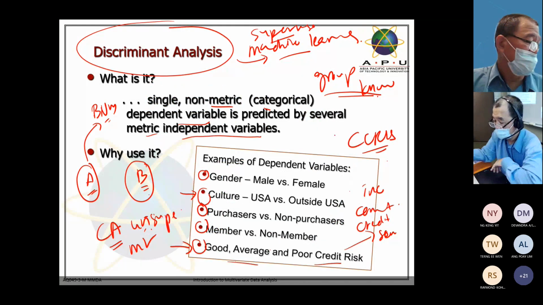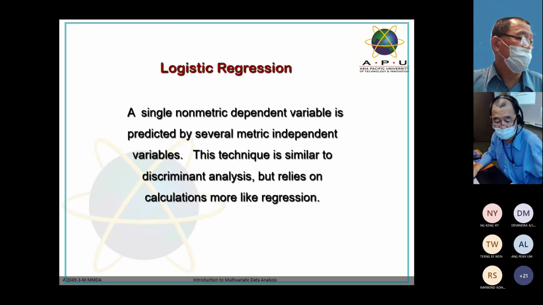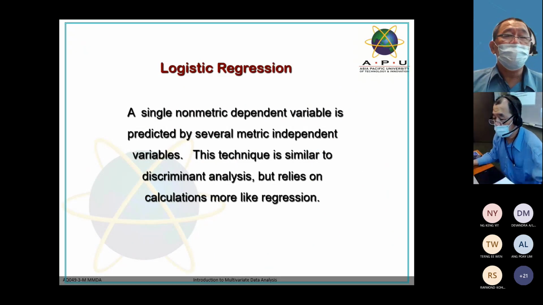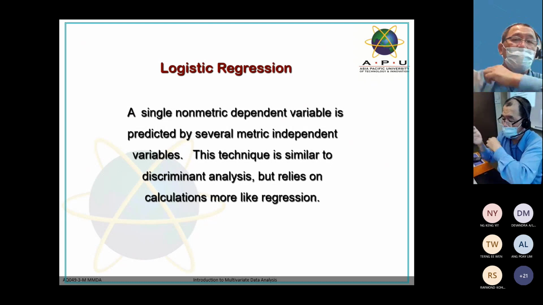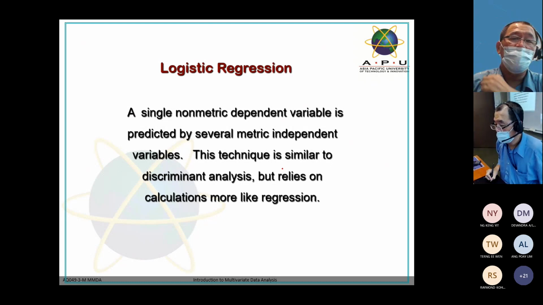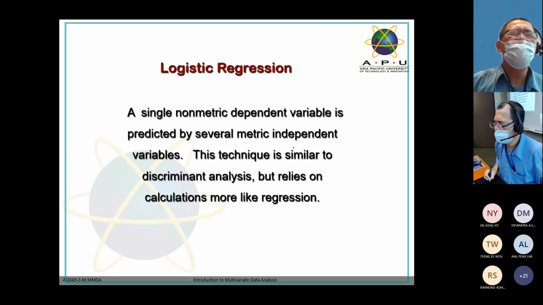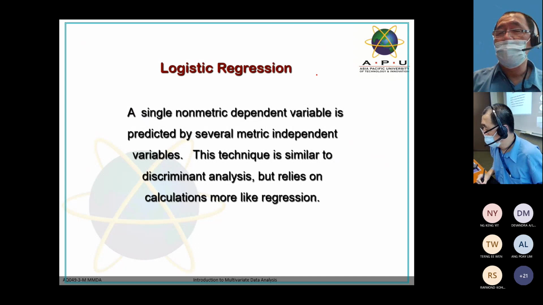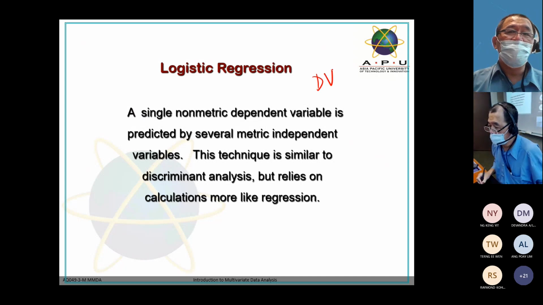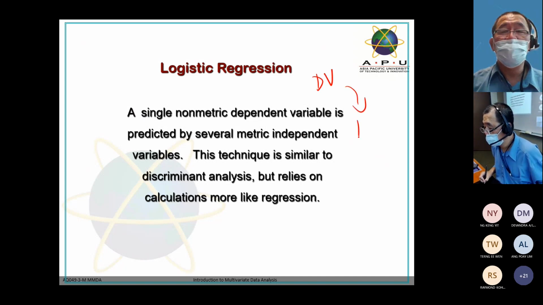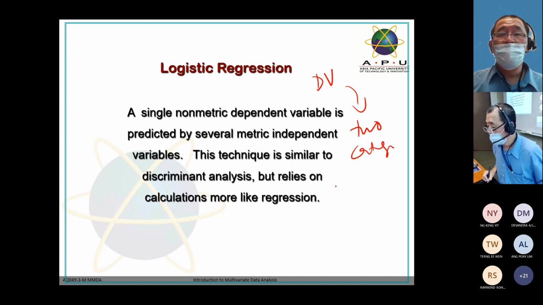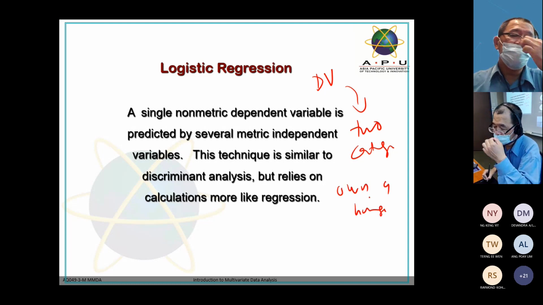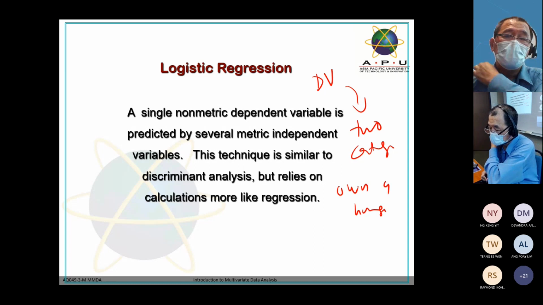If no question, now you see logistic regression. Logistic is a single non-metric dependent variable, but here it is a bit specific because the dependent variable must be only two categories. For example, owning a house or not.